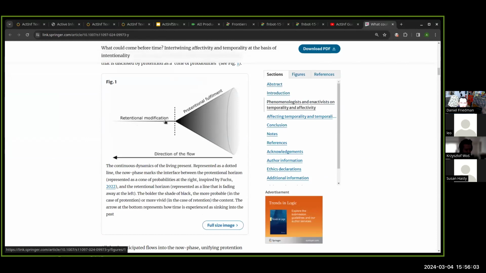Retained past, the sedimented, retained embodied trace, and then the unfolding time cone, counterfactual possibility, prospective potential space, just blurring off.